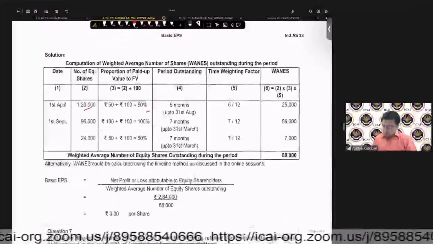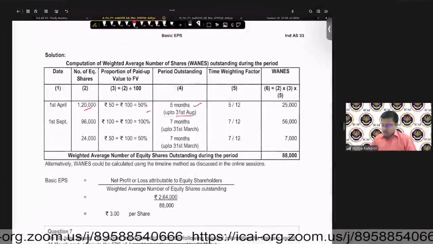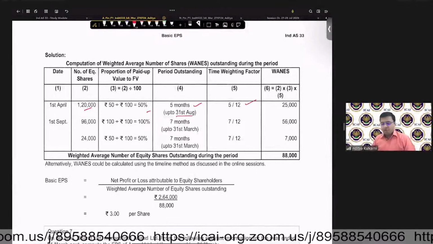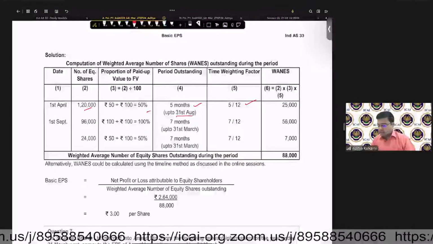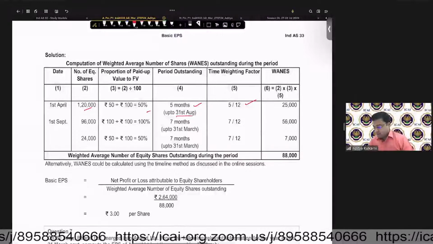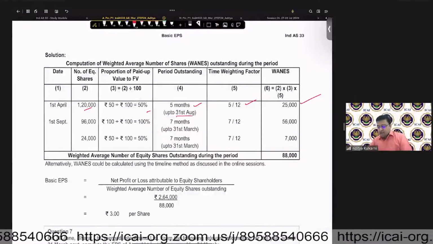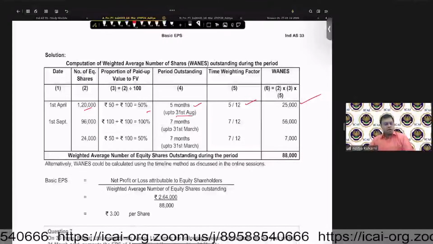So 5 months up to 31st August, 5 by 12. So 1,20,000 into 50%, 60,000 into 5 by 12. 60,000 into 5 by 12, you get your weights as 25,000. Then on 1st September, you make a call.